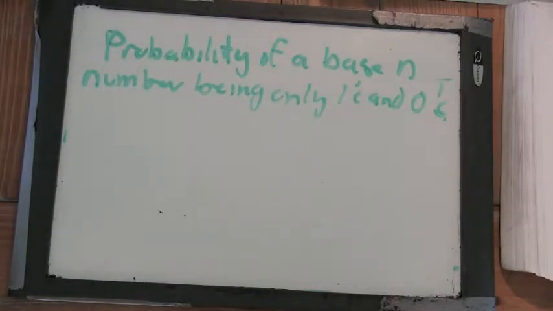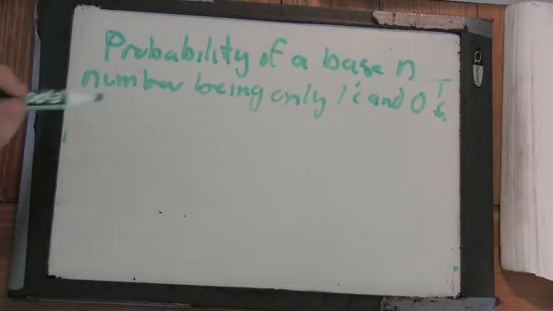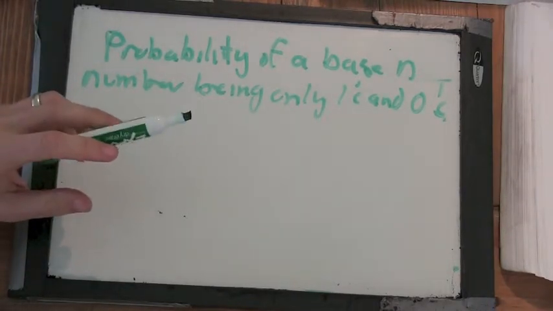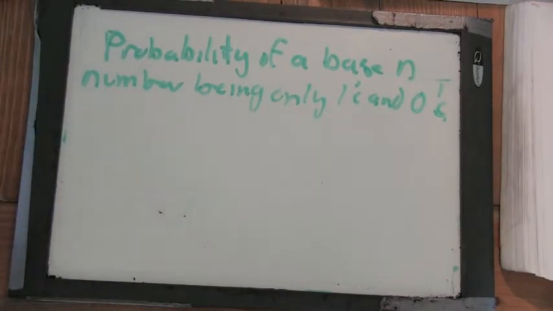Okay, so here's another interesting question that came up in the original blog post that Richard Green was referencing. If I have a base n number, what's the probability of it being only ones and zeros? Before we calculate, what do you think will happen to this probability? Well, it's going to get smaller and smaller as you get up to bigger bases, because you have more digits to use, like in base 16.